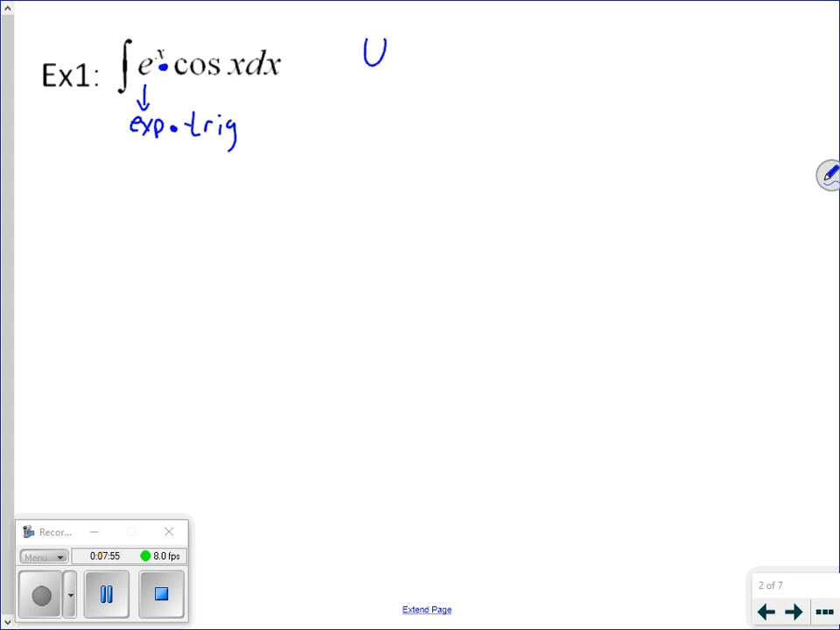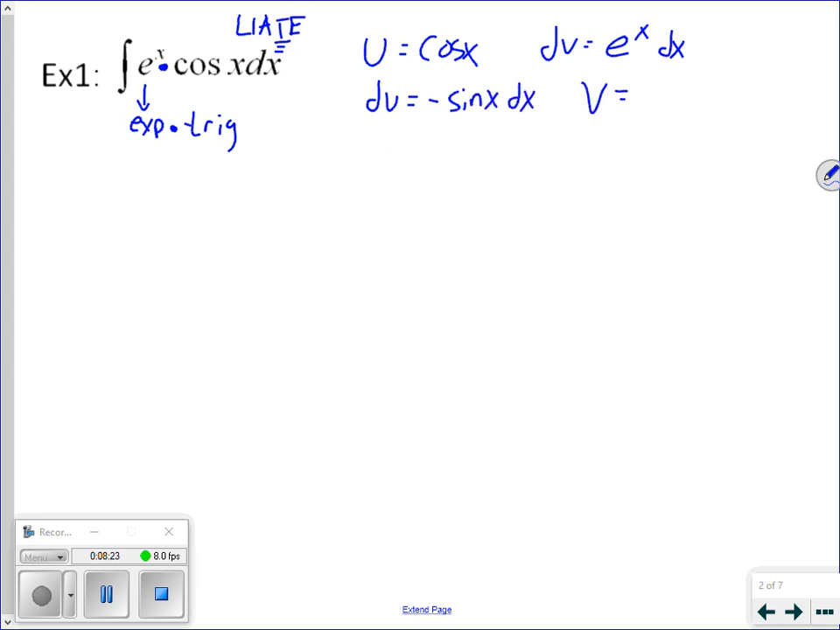So let's start off by choosing our u and our dv. Now remember LIATE. Go down the list. There's no logs. There's no inverse trig. There's no algebraic expression. The first thing we run across is trig. So I'm going to let u be cosine of x and dv be e to the x dx. So then du, the derivative of cosine, is negative sine of x dx. And v, the integration of e to the x, is just e to the x.